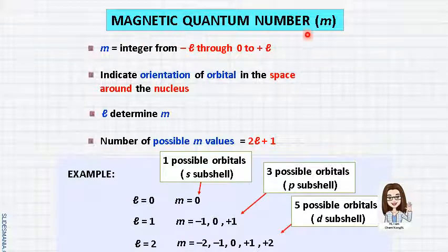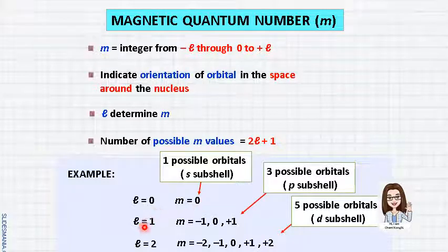Next, what is the magnetic quantum number? Represented by M, the magnetic quantum number represents the orientation of the orbital in the space around the nucleus. The M integer is from negative L through 0 to positive L. So L determines M. The total number of possible M values can be found with the formula 2L plus 1. For example, when L equal to 0, M is equal to 0. Substituting 2 times 0 plus 1, there is 1 orientation, so 1 M value. So one possible orbital, so it's an s subshell.